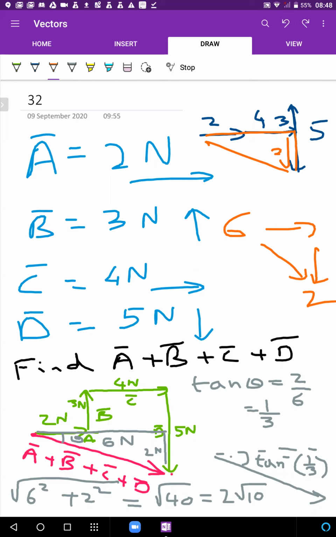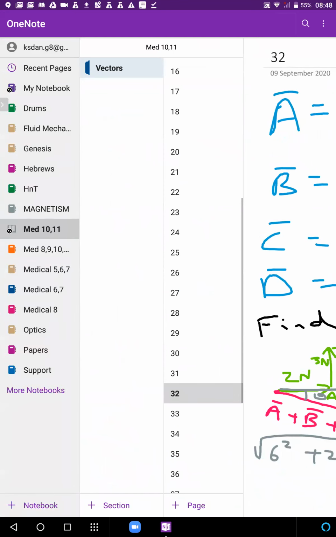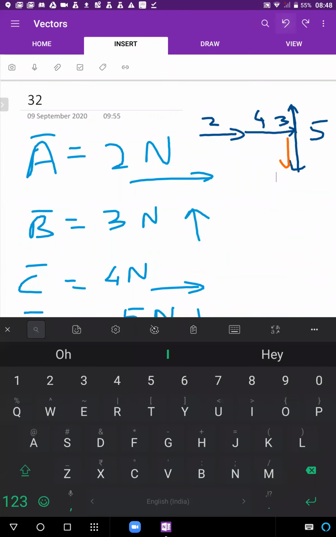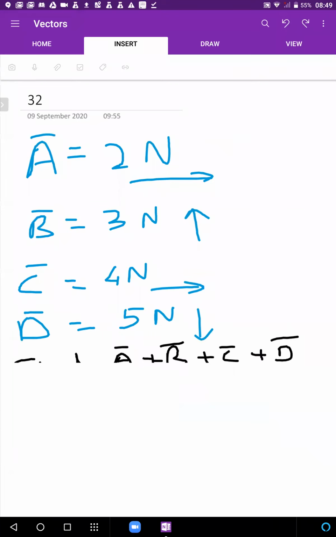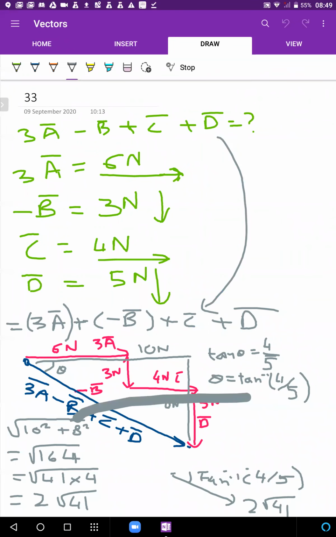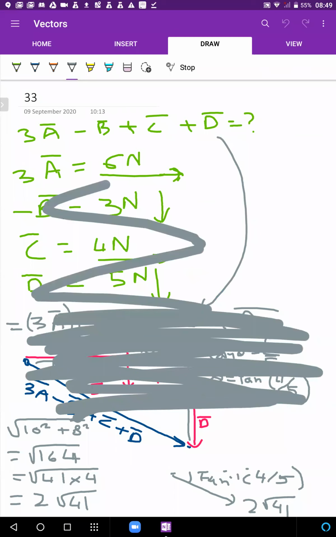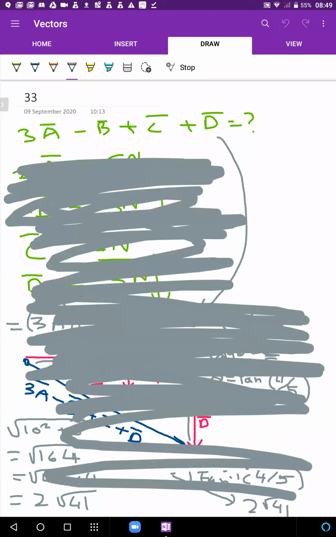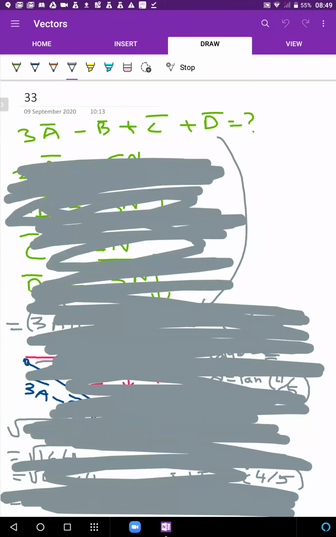All right. Let me know if you're still writing this page. The same values as before. Same values as before. I want you to try and attempt this.